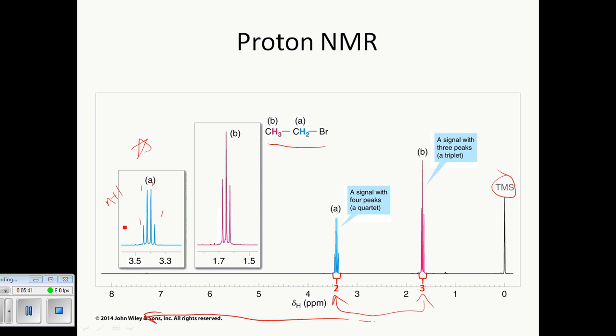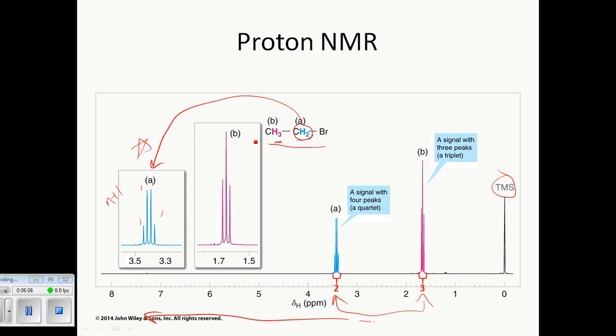So that means the number of hydrogens plus 1 gives us the number of peaks. For example, this peak is due to these 2 hydrogens right here. Those 2 hydrogens have 3 hydrogens next to them, so n+1 would be 4. That's why we see those hydrogens show up as a quartet, or 4 peaks.